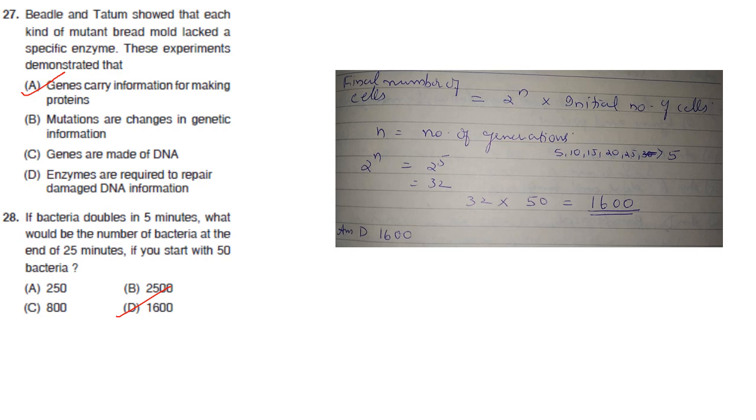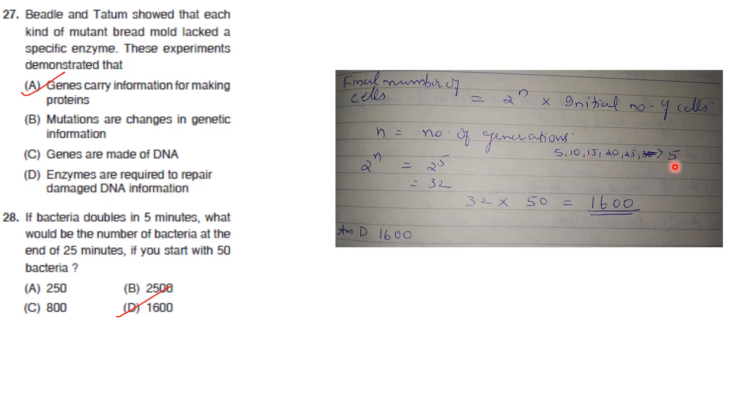In bacteria, if bacteria doubles in 5 minutes, what would be the number of bacteria at the end of 25 minutes if you start with 50 bacteria? So final number of cells is equal to 2 raised to n into initial number of cells, where n is number of generations. So here it doubles every 5 minutes. So 5, 10, 15, 20, 25.